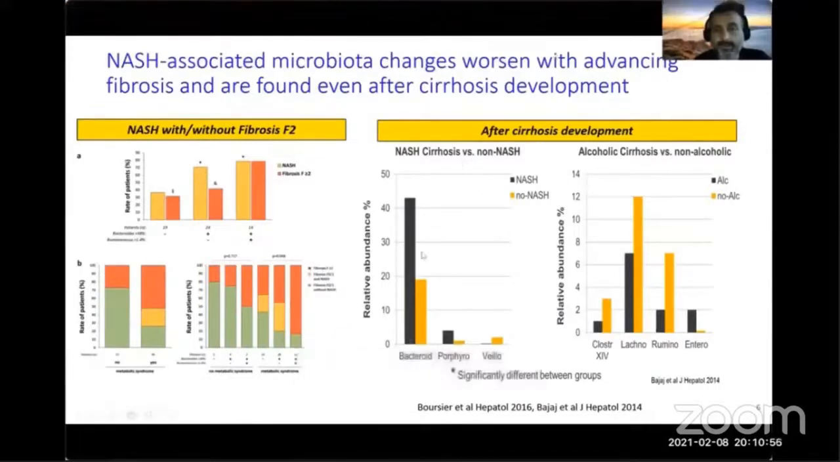This is a study done by our group, NASH cirrhosis versus non-NASH cirrhosis. And on the right side is alcohol-related cirrhosis versus non-alcoholic cirrhosis. And you can see there are differences between the groups. The Bacteroides, Porphyromonas, and Veillonellaceae are different here, whereas the other group of bacteria, Ruminococcus, Lachnospiraceae, and Enterobacteriaceae, are higher in patients with alcohol rather than non-alcoholic liver disease cirrhosis. So what it tells us is that even after the development of cirrhosis, NASH may have a different signature of the microbiota than alcohol-related cirrhosis, at least in our population.